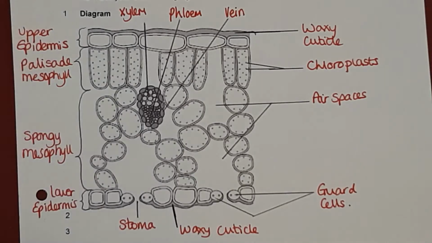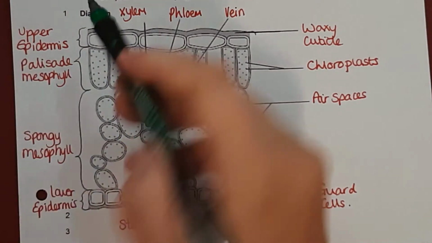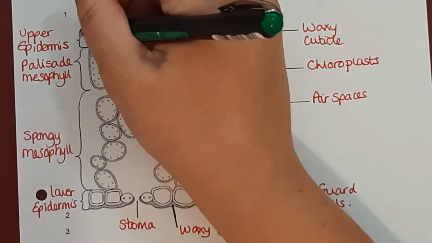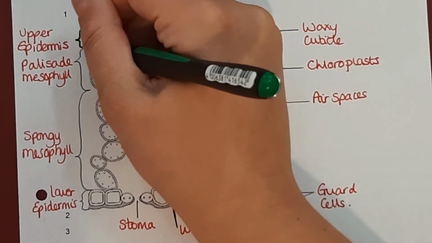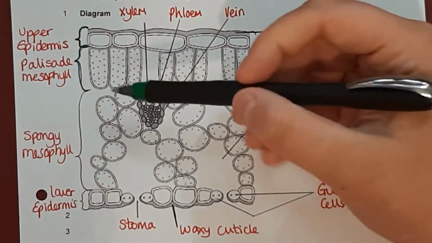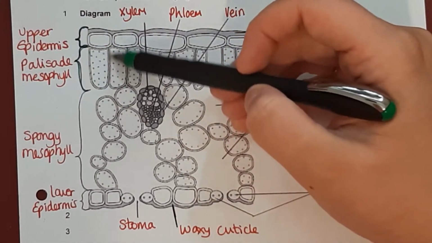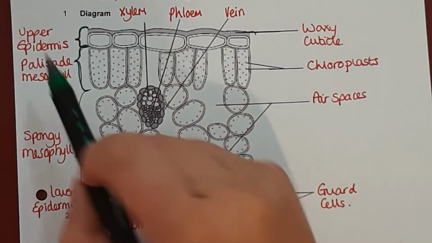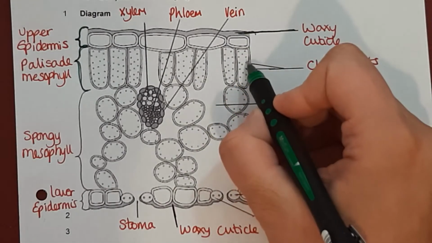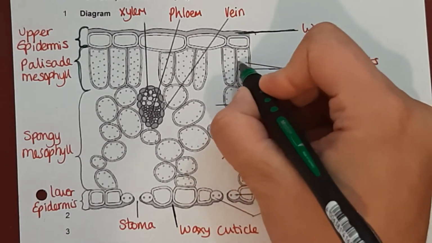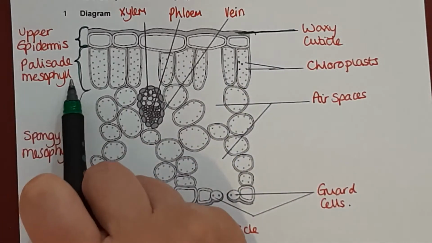Okay, so let's go through that. As you can probably see, I have labelled this diagram by hand. This layer here is the upper epidermis. Then we have the palisade mesophyll, which comprises all these long, thin cells. The upper epidermis has the waxy cuticle here, and chloroplasts, which are these tiny little dots that you can see within the palisade mesophyll.